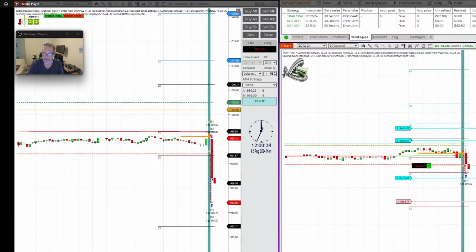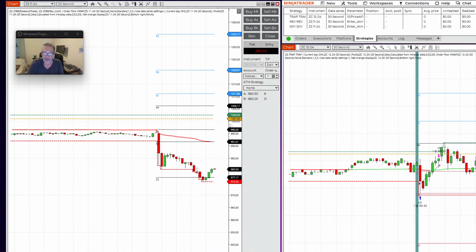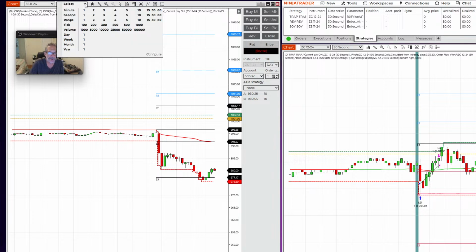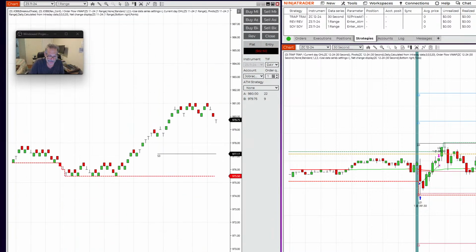But unfortunately, the market just did not cooperate with what almost looked like a good move. And it was very, very fast. So if I put it on a one range chart, you can really see the movement.